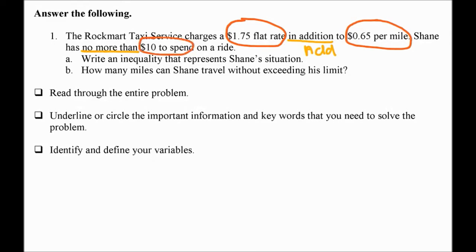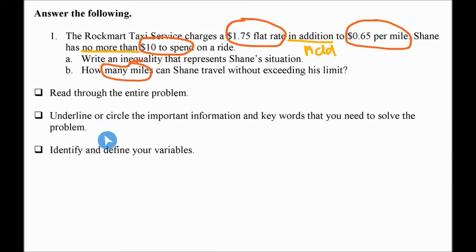We can also highlight the keywords in our actual questions, A and B. Write the inequality that represents Shane's situation. There's not really anything there. But B, how many miles can Shane travel without exceeding his limit? So there is a limit here. There's always going to be a limit when we're talking about inequalities. So we've successfully underlined or circled the important information and keywords that you need to solve the problem.